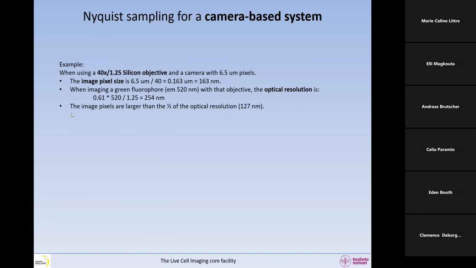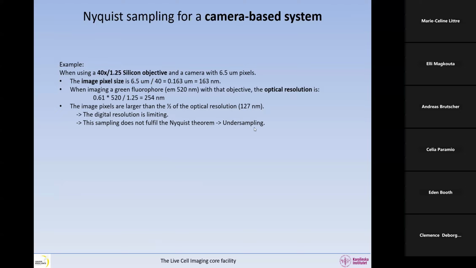So you can see that the image pixels are larger than half of this. Half of this would be 127. Our image pixels are too big to digitally resolve the optical resolution. So the digital resolution in this case is limiting. We're limited basically by the camera and not by the optical resolution of the objective. The sampling does not fulfill the Nyquist theorem.